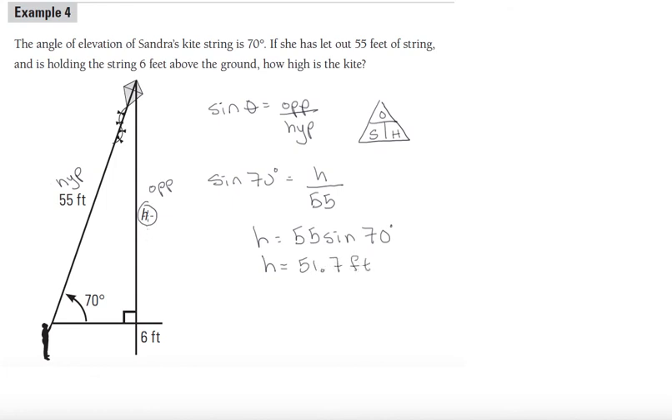Well, that's h, but that's not how high it is above the ground. Sandra's also holding it 6 feet above the ground, so we've got 51.7 plus 6 is equal to 57.7 feet. So the kite is 57.7 feet high.